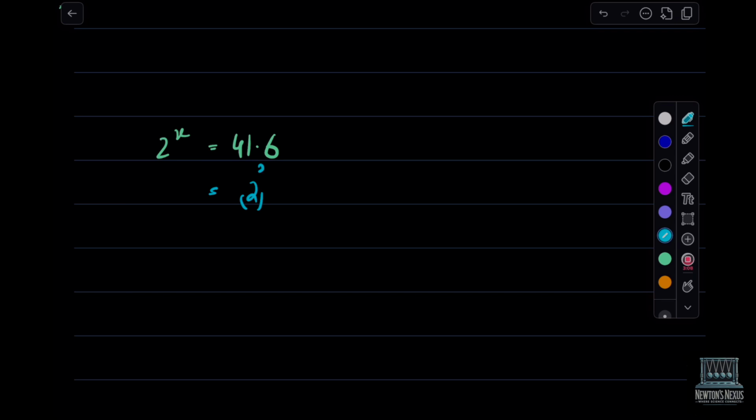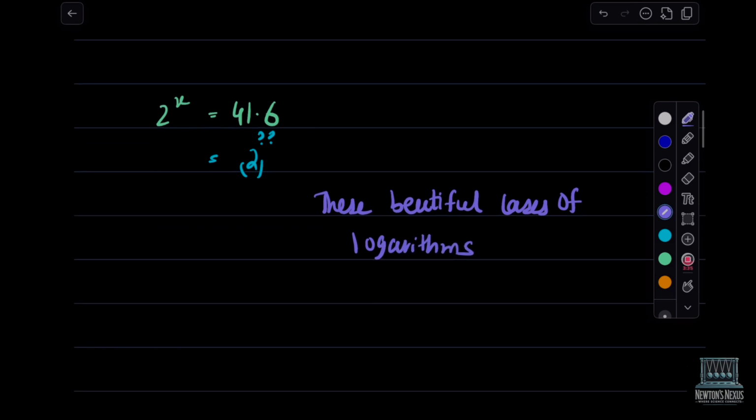So what are we going to do now? These are the beautiful cases where the laws of logarithms come in handy. So we use the laws of logarithms. Well, we can write it in the form of log with the base of 2 and argument of 41.6, which is equal to x.